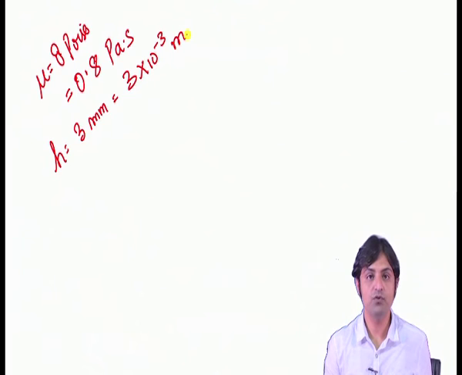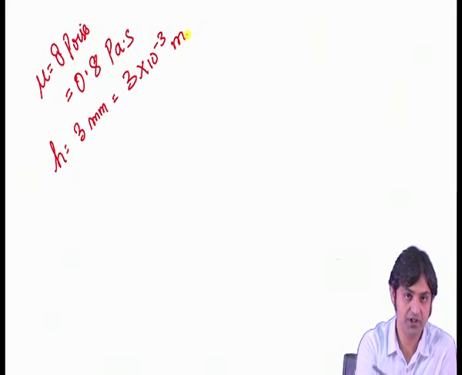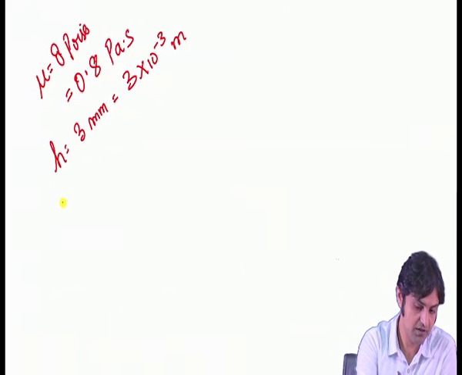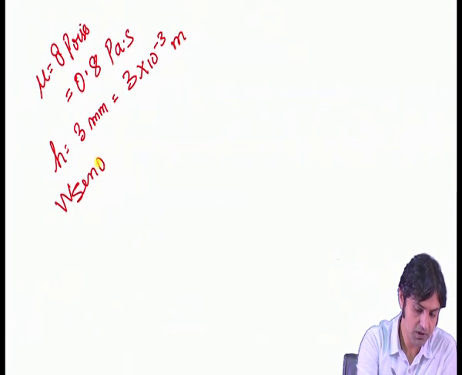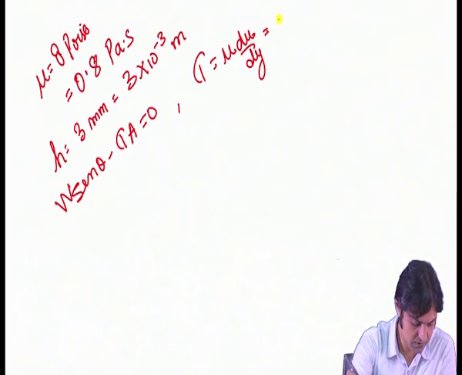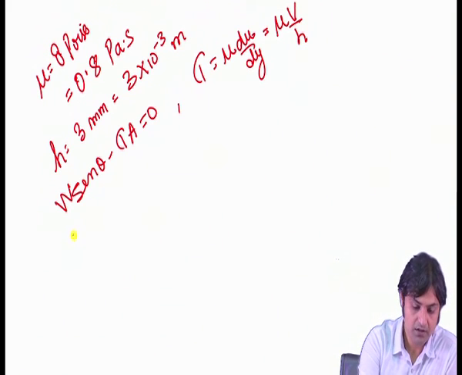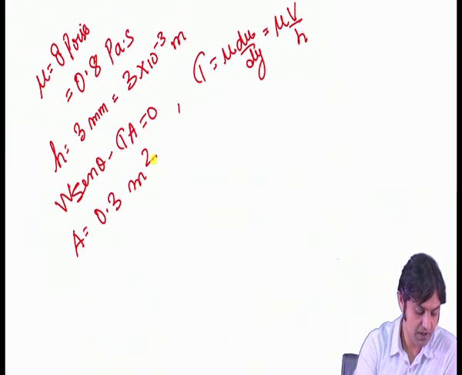This is quite important to note down, because now I have a new screen. So what I am going to write down are some of the important equations that we have seen in the previous white screen. One of the equations was W sin theta minus tau A is equal to 0, and tau is equal to mu du by dy is equal to mu v by h. Here the area is given as 0.3 meter square.